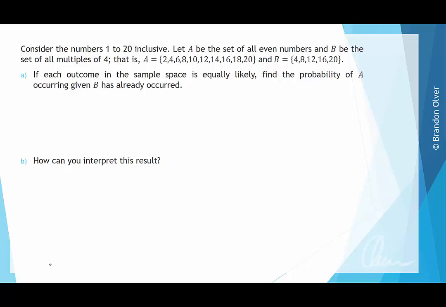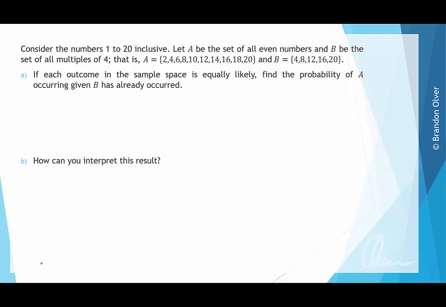Next, we're going to consider the numbers 1 to 20 inclusive, and we're going to let A be the set of all even numbers and B be the set of all multiples of 4. So A contains 2, 4, 6, 8, 10, 12, 14, 16, 18 and 20, and B contains 4, 8, 12, 16 and 20. If each outcome in the sample space is equally likely, find the probability of A occurring given B has occurred.